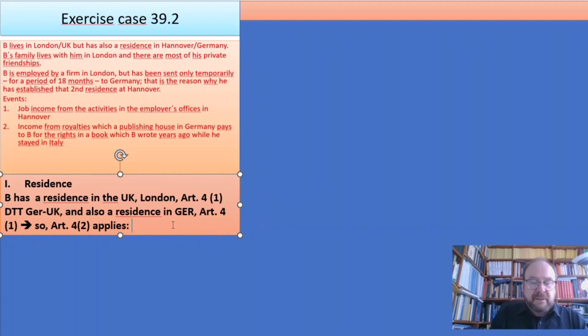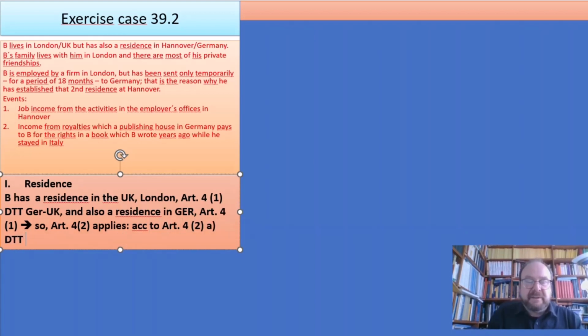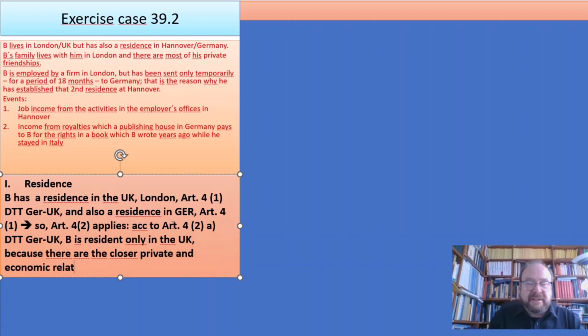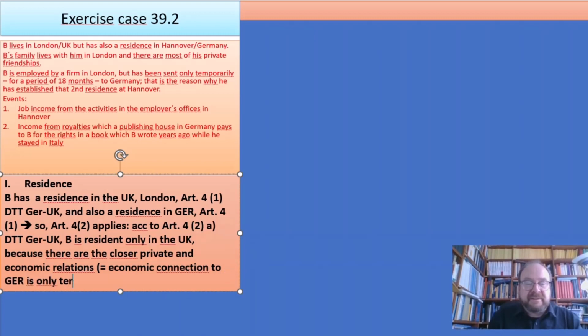So according to Article 4.2a DTT Germany UK, he is resident only in the UK because there are the closer private and economic relations, because the economic connection to Germany is only temporary.